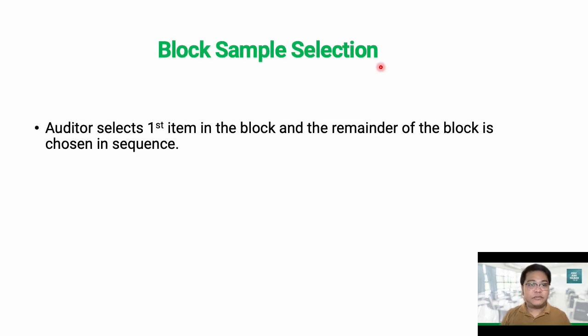For block sample selection, the auditor selects the first item in the block and the remainder of the block is chosen in sequence. For example, you're auditing invoices from January 1 to December 31. Then you select an invoice dated February 1, and you need 10 items. So you select the invoice on February 1 and then the 10 dates after it. So it's a block: February 1 to February 10 invoices would be subjected to your testing. There's a chance that your sample would not be representative of the entire population, if your population is January 1 to December 31, because you would have selected only a specific week. Therefore, it might not be effective in certain tests.